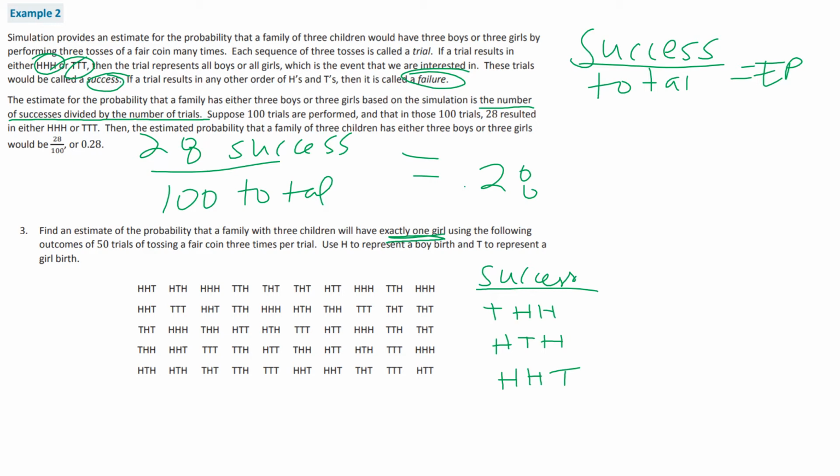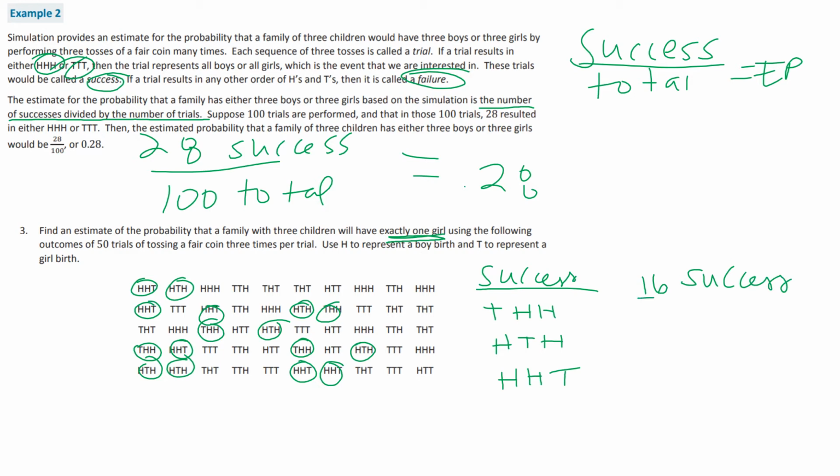So you can take a quick pause of this video, see if you can find all of these and count up how many there are. Okay, so I have gone through and circled all of the ones with only 1 T. So when we count them up, there are 16 successes. That's 1 T. Over, we know it's 50 trials, 50 total. And then when you put that in your calculator, 16 divided by 50, you get 0.32, or 32%.